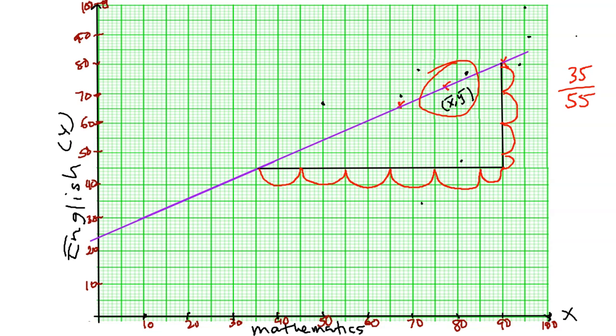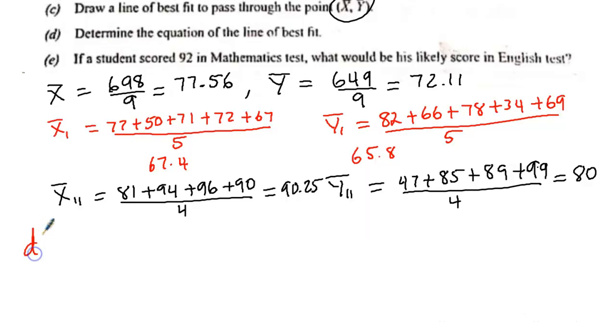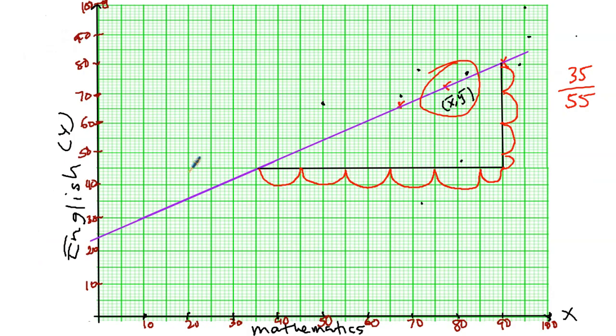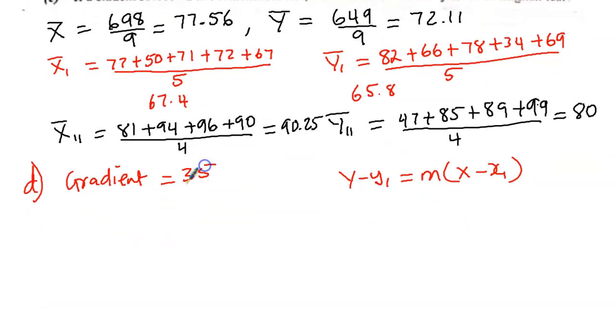So let's go back to the question. As we are doing part D here, we need a gradient. The reason is that we have a point, so we need the gradient. The equation of a line is y minus y1 equals m, the slope, times x minus x1. So we need our gradient, and we are able to find it from the graph. You shouldn't lose any point if you do that. So that was 35 over 55, which simplifies to 7 over 11. You can also put it as a decimal, 0.64. Whichever one you use, that's fine.